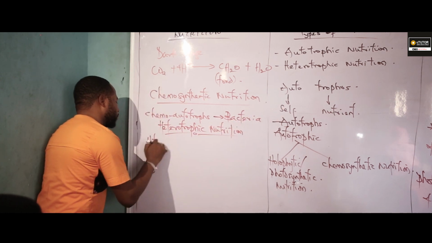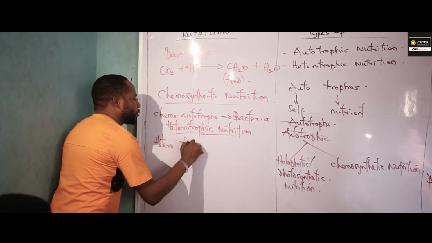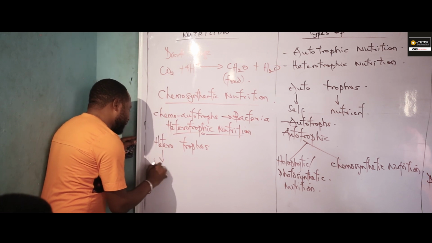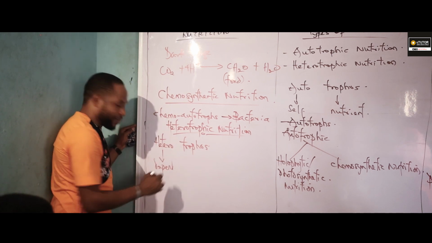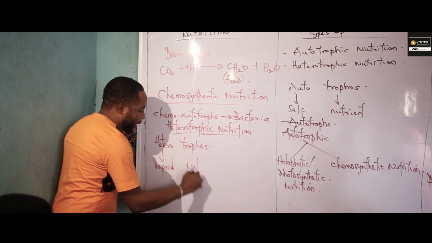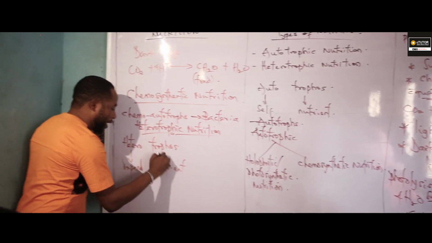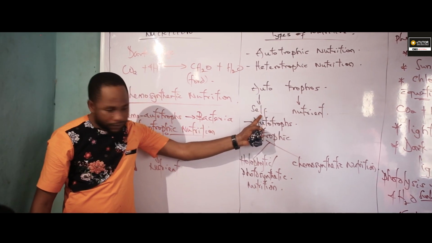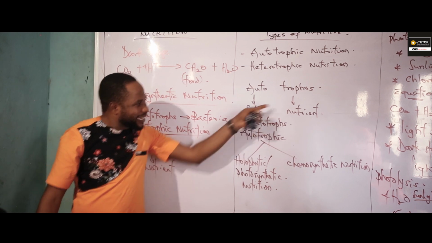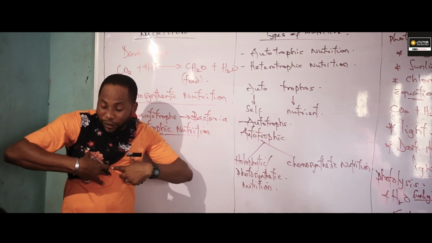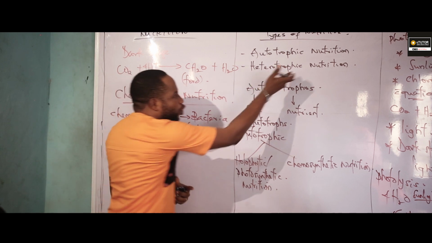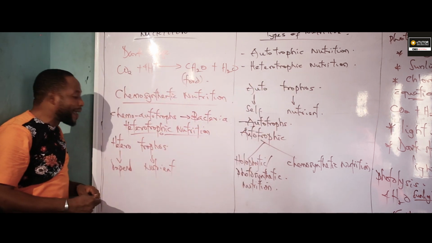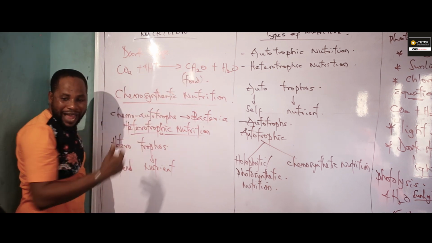Now, the word heterotrophic is derived from two words: hetero and trophos. Hetero means depend. Trophos means nutrient. They depend on nutrient. Don't forget, auto means self, trophos means nutrient. Self-nutrient. They have the ability to manufacture their own food. But in heterotrophic nutrition, the organisms that carry it out cannot manufacture their own food, so they depend on autotrophs or depend on food. Are you getting me now?